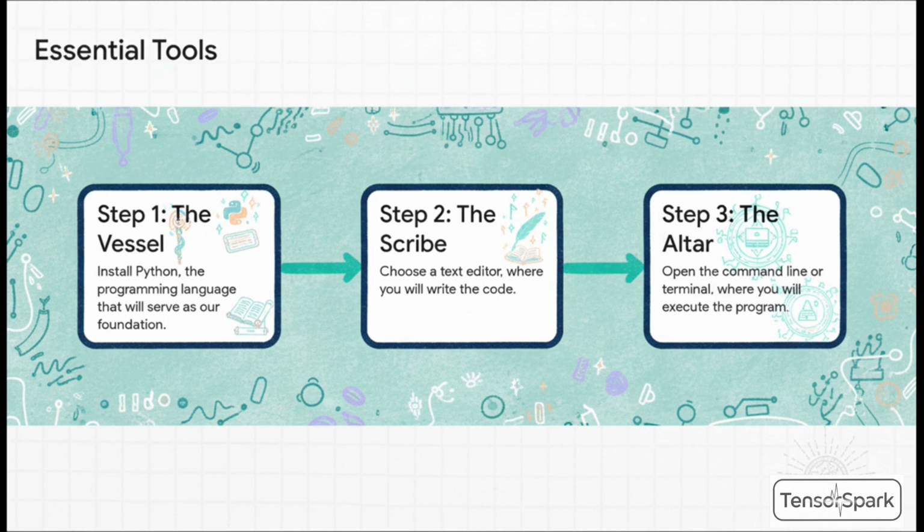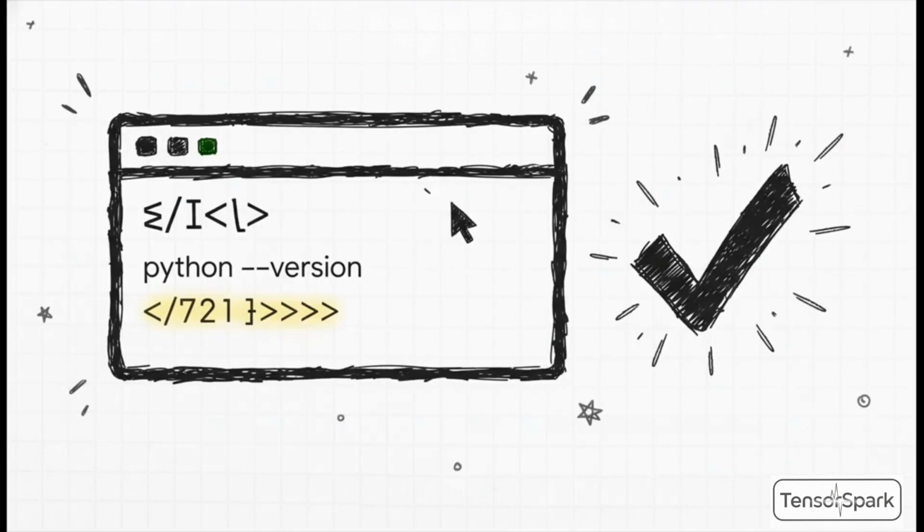Next, you need a Scribe, a clean, simple text editor. VS Code is great, but honestly, even Notepad will do the trick. This is basically your digital quill and parchment. And finally, the altar, your command line or your terminal. This is where we'll actually issue the commands to bring our creation to life. Once you've got those 3 things ready to go, open up your terminal. Just type python --version and hit enter. If you see a version number pop up, something like Python 3.11.4, then congratulations. Your workspace is forged. The stage is officially set.